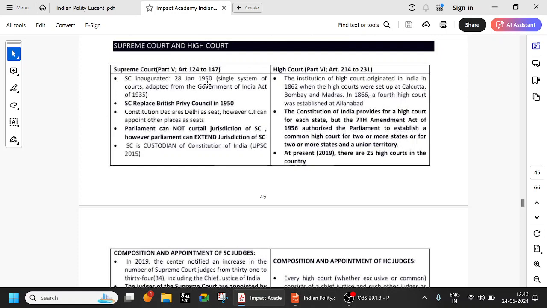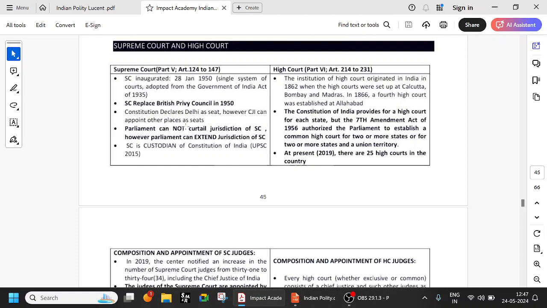Next, Supreme Court inaugurated on 20th Jan 1950. Single system of courts adopted from the Government of India Act of 1935. So we have a single system of courts. In mains, frequently this question comes: they ask you to describe the federal features or unitary features. So one of the unitary features you can see is the single judiciary. So for the whole of India, Supreme Court is the highest authority. So Supreme Court replaced the British Privy Council in 1950. So Constitution declares Delhi as a seat. However, the Chief Justice of India can appoint other places as seats also.